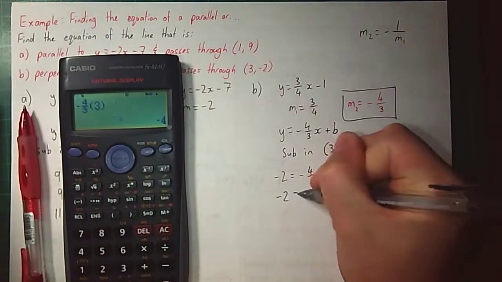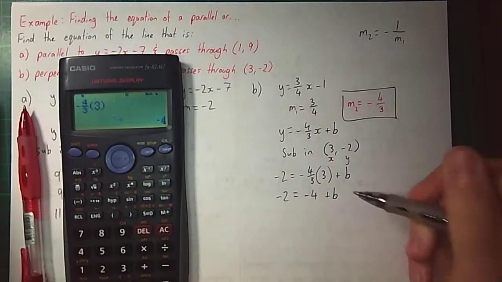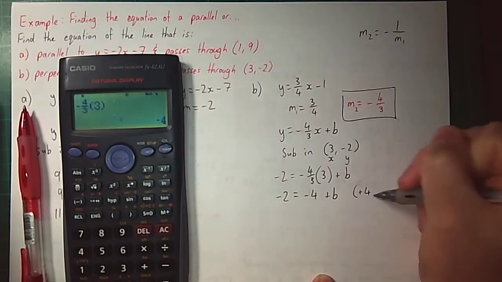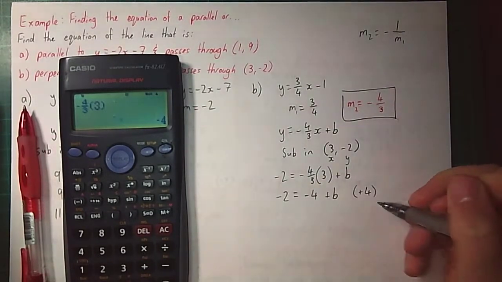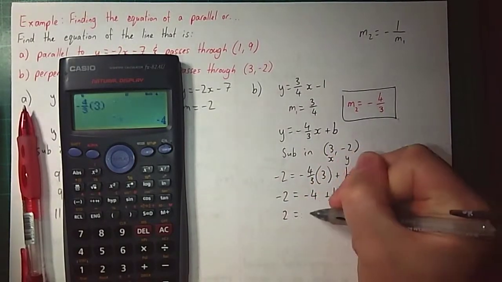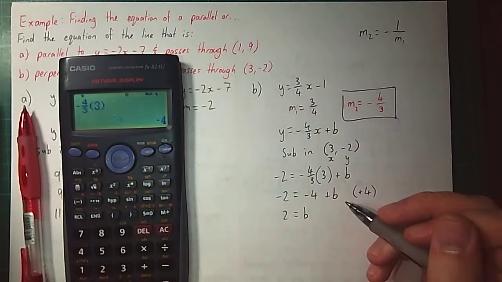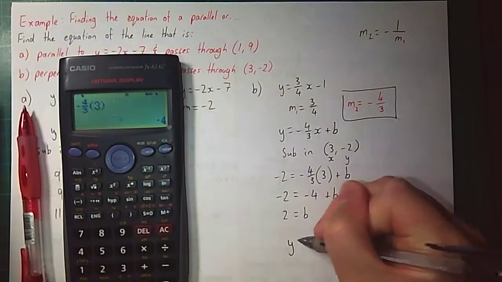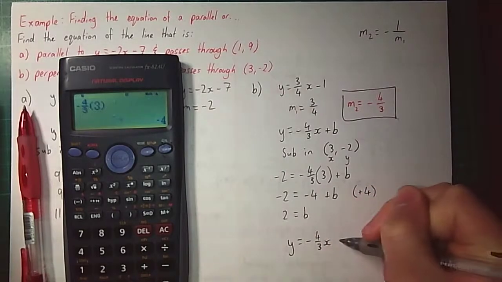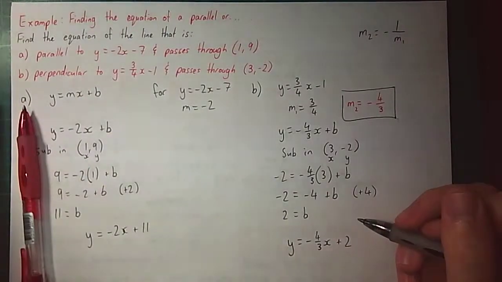So minus 2 is equal to negative 4 plus b. Now we just want to get rid of that negative 4. So I'm going to add 4 to both sides because that was a negative, we're going to add it. So minus 2 plus 4, it's going to be positive 2, is equal to b. So now we can pop that back into our equation up here. So y is going to be equal to negative 4 on 3 x plus 2. And that's our answer for the perpendicular.